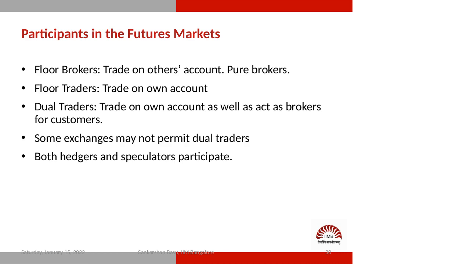There are three types of traders that you can have. You can have what are called pure brokers, who do not trade on their own. They're like agents; they only do the trade for somebody else. Then you have floor traders, who are also called proprietary traders. They trade for their own accounts only. And then you have dual traders, who can do trades for others and also for themselves.